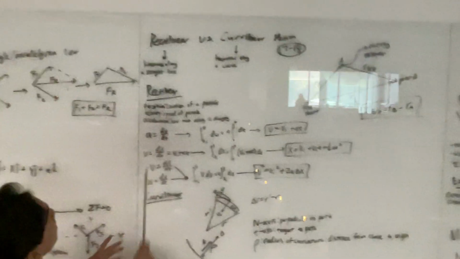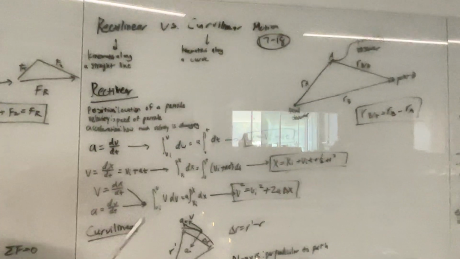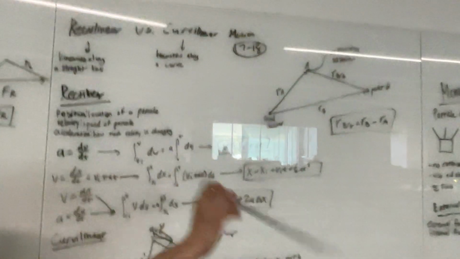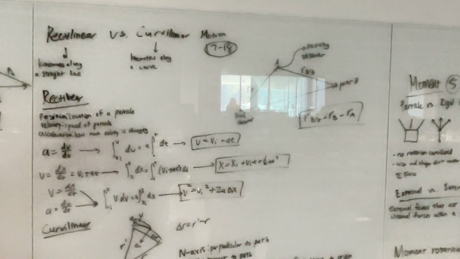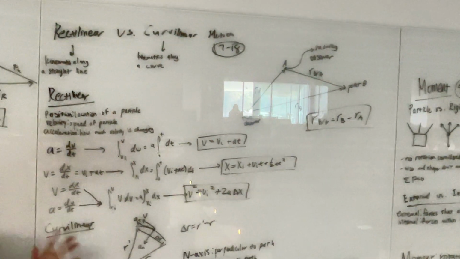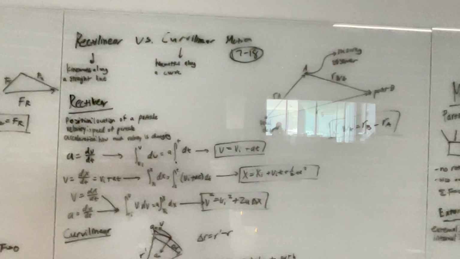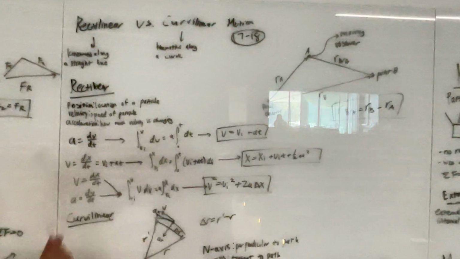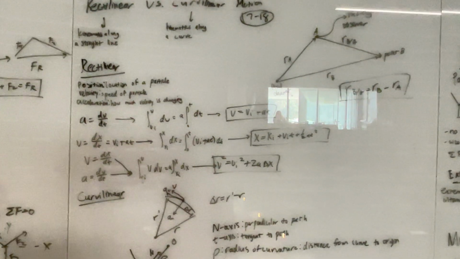So we have rectilinear versus curvilinear motion, correct? Rectilinear is kinematics along a straight line, while curvilinear is, intuitively, around a curve. With both, we have position, which is the location of a particle. You should know this stuff, but we're just going over it again. Velocity is the change of position of a particle over time, while acceleration is how much that velocity is changing, the change in velocity over time.